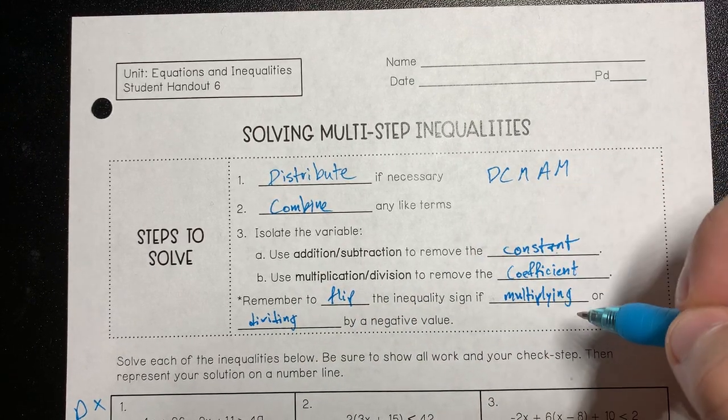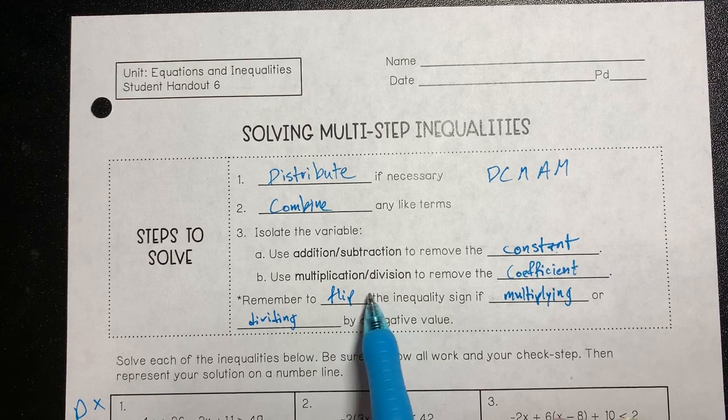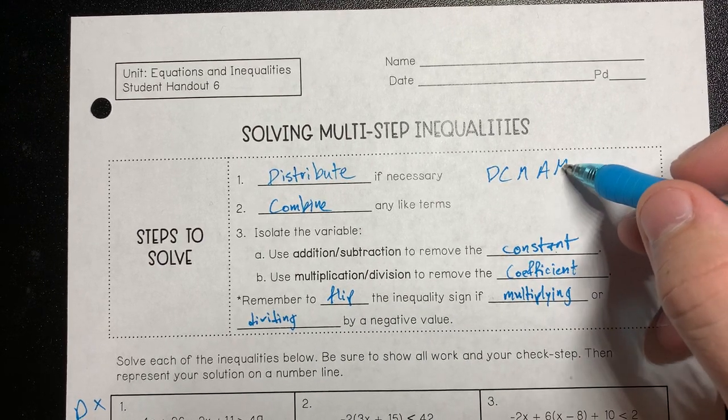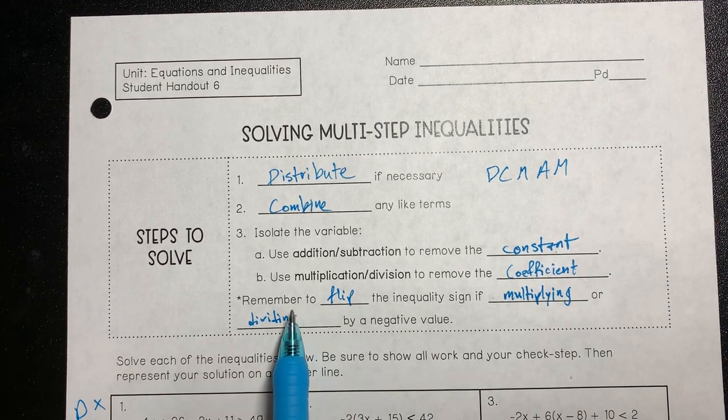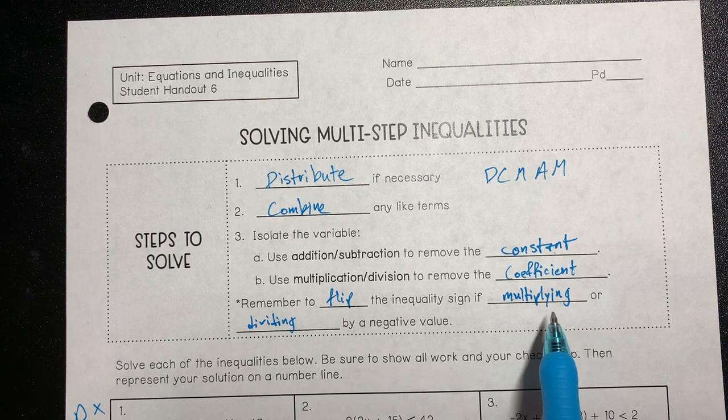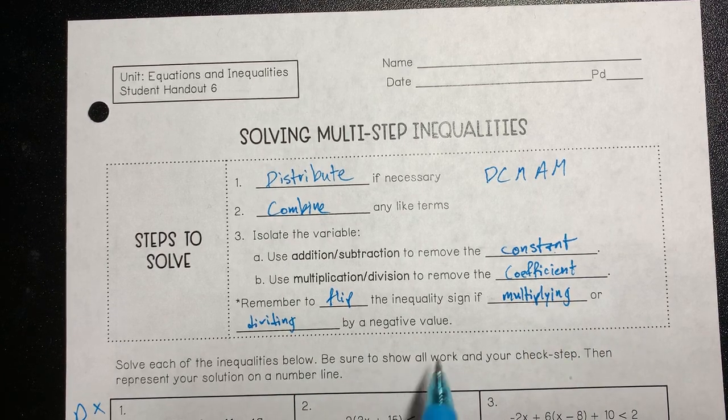That's that A. And then to use multiplication or division to remove the coefficient, and that's that last M. And then something to remember is that when we're working with inequalities, we have to flip the inequality sign if we are multiplying or dividing by a negative value.